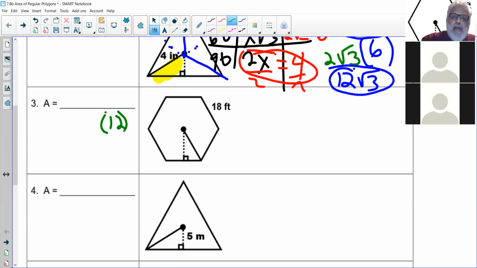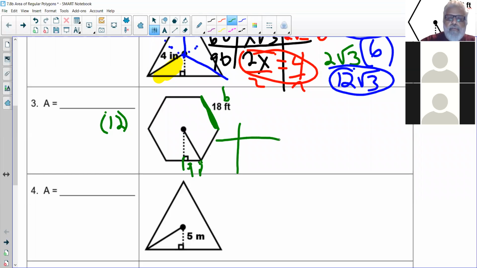Now the hexagon, on this one, they give me the 18, which is that whole side, which means, what do you think this little part is? If it's half, so 18 divided by 2? Yep. 9. So this guy's 9. That's the base. So I already know what the base is. But I got to find the height, and we do this guy to find the height.